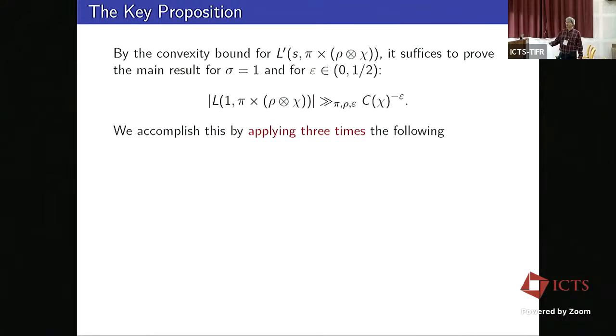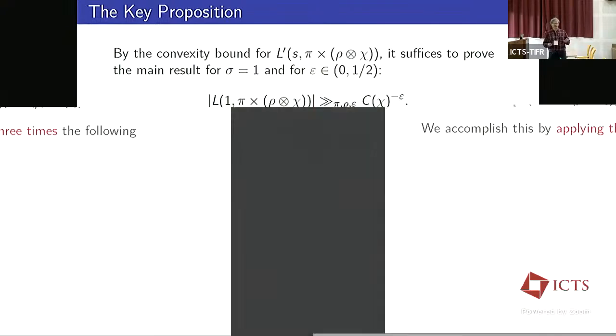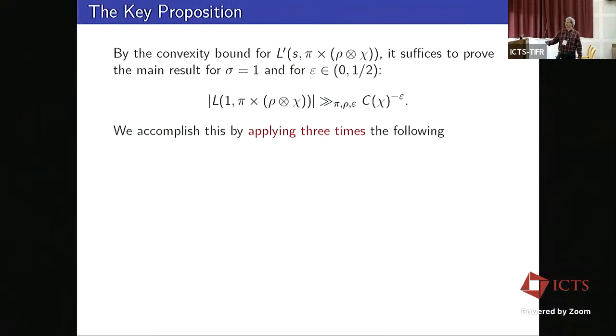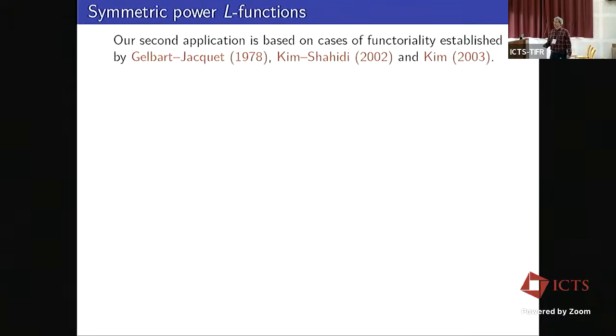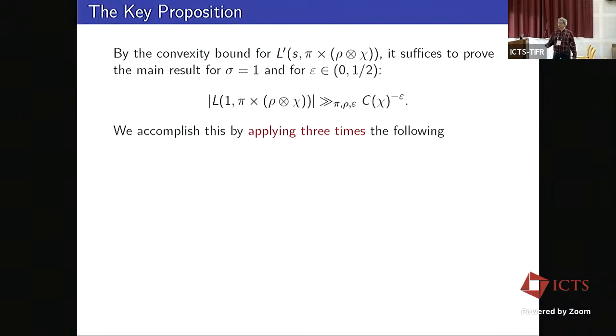Once you know that at the point s equals 1, the L value is largish, you can go slightly to the left of 1 and see that the L value is still largish, because the speed of decrement of the L function as you go to the left of 1 is just controlled by the size of the derivative, and the derivative is not too large. So if you can have a lower bound of the form T to the minus epsilon for the value at 1, then you have the same looking lower bound even slightly to the left of 1. So we focus on sigma equals 1.